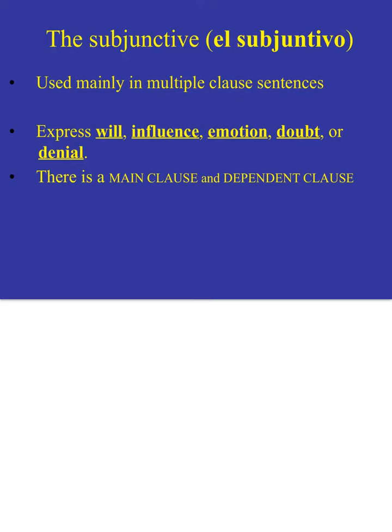That means that in the main clause, there's a verb of will, influence, emotion, doubt, denial, and that is exerted onto the dependent clause.